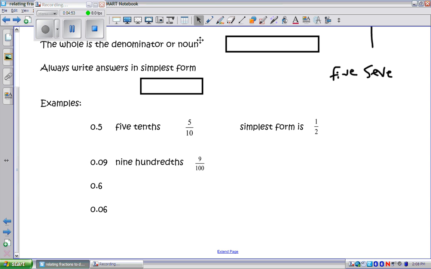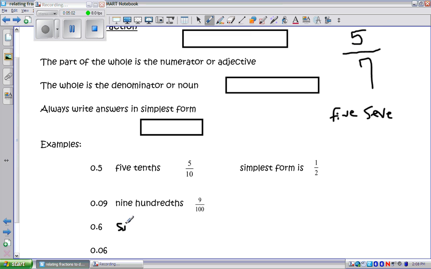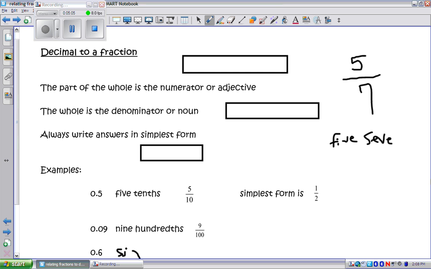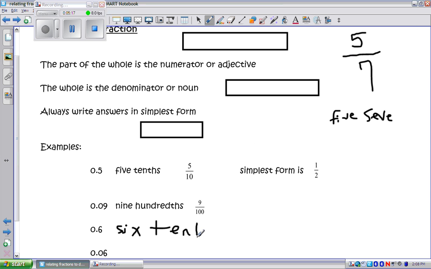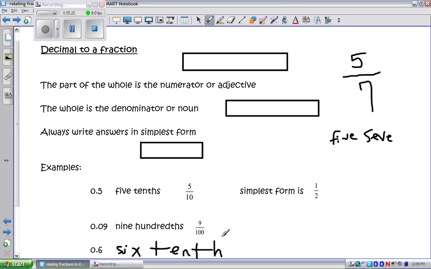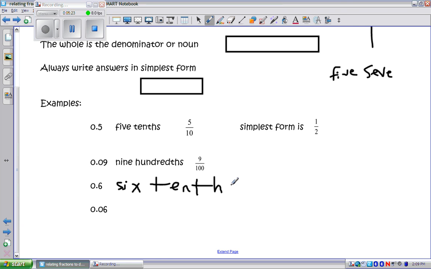I'm going to do it here on the sheet as well. So 0.6 we would write as 6 tenths, which we would write as 6 over 10. The 6 is the adjective describing how many tens I have. And remember, we can reduce that down by dividing by 2 over 2 to 3/5.